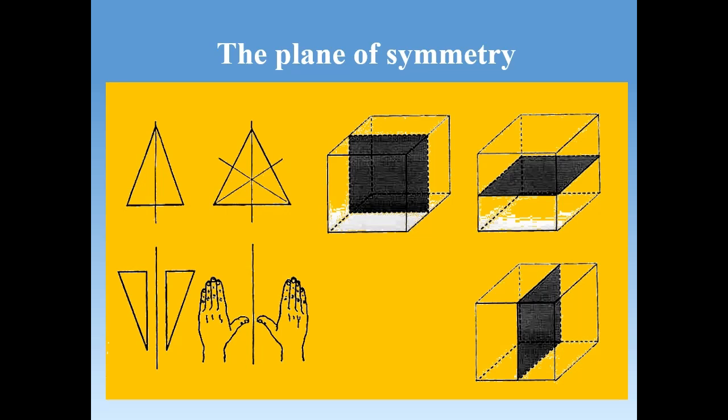Let's talk about the plane of symmetry. The plane of symmetry is a plane that divides the figure into two parts located relative to each other as an object and its mirror reflection. Look here, please. Here, the left side and the right side, this side and the other side, left hand and right hand, and so on.